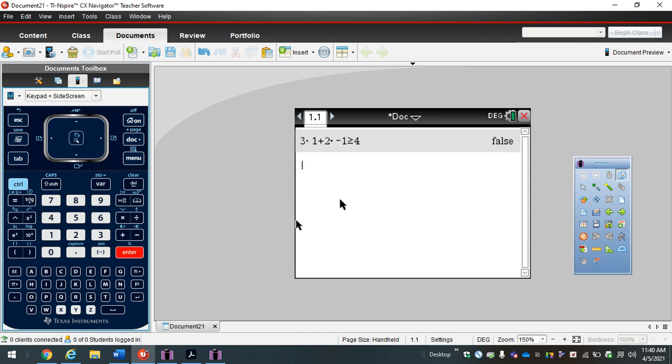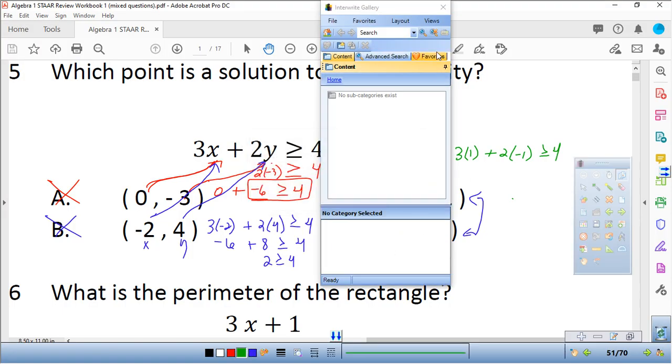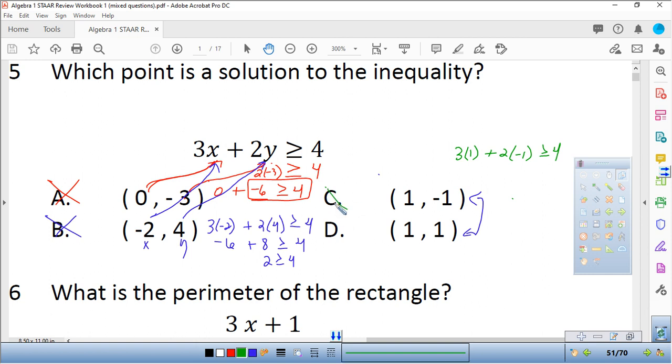What do you think? True or false? False. So what that means is that's not my answer. This one better be my answer. Actually, you can look at it. 3 times 1 is 3. 2 times 1, 2. 3 plus 2, 5. Yeah, that's an answer there.